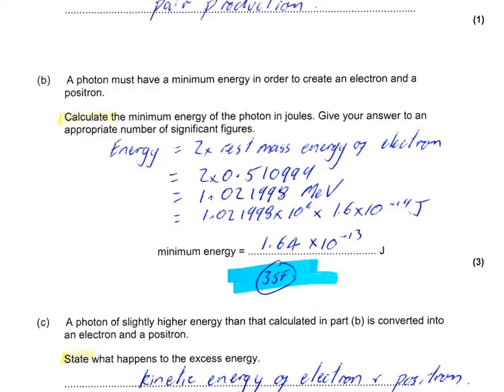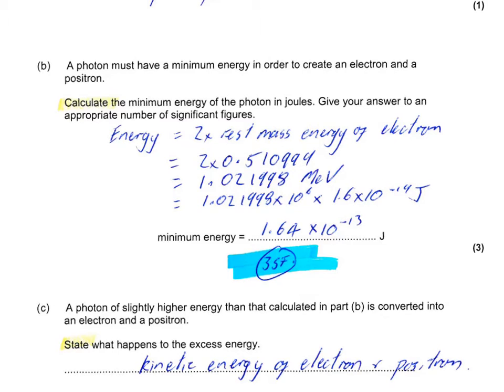A photon must have a minimum energy in order to create an electron and a positron. We're asked to calculate the minimum energy of the photon in joules and give your answer to an appropriate number of significant figures. So the energy is going to be twice the rest mass of an electron. We need the rest mass of the electron, we need the rest mass of the positron, but rest masses of particles and their antiparticles are the same, so I can look up in the data sheet the rest mass energy of an electron and simply double it.